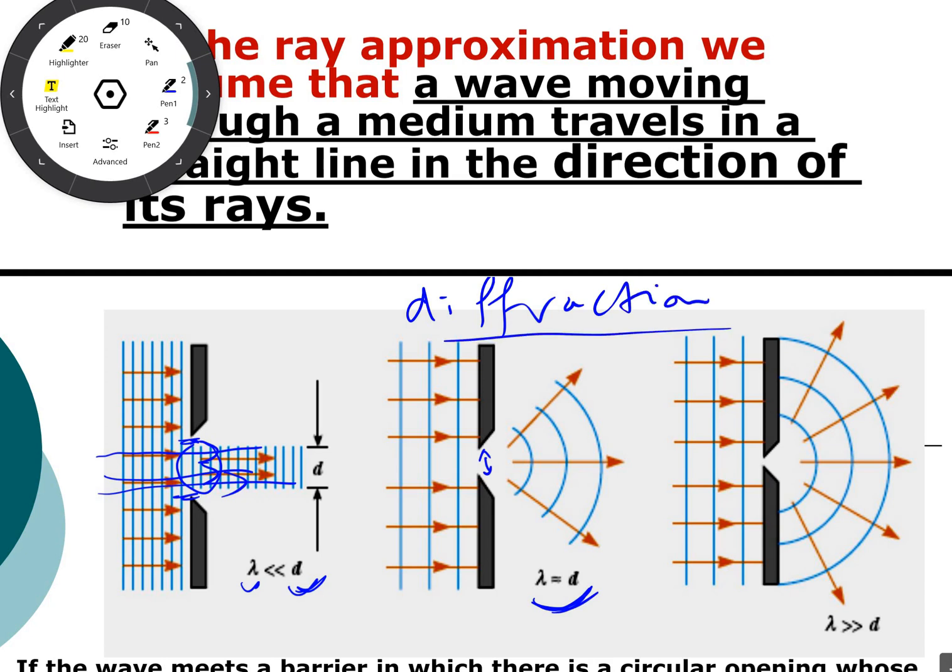So light diffraction is the change of the light propagation direction due to passing through a small hole. And the degree of diffraction actually depends on the relation between the wavelength and the width of the hole. If the wavelength is comparable to the width of the hole, we have a small degree of diffraction. But if the wavelength is very large compared to the width of the hole, we have a large degree of diffraction.